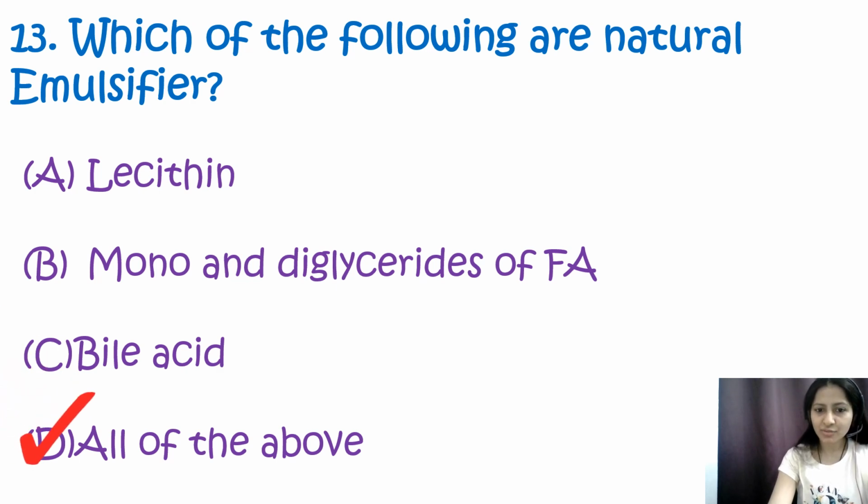Since we know that lecithins are natural emulsifiers which are found in egg yolk and soya beans, whereas mono and diglycerides of fatty acids are types of fats that act as emulsifiers and are mainly produced from glycerols and natural fatty acids, so they are also often used in food products. Next, the bile acids. So bile acids are also natural emulsifiers which are mainly found in the liver and are stored in the gallbladder. So over here my correct option is D, that is all of the above.